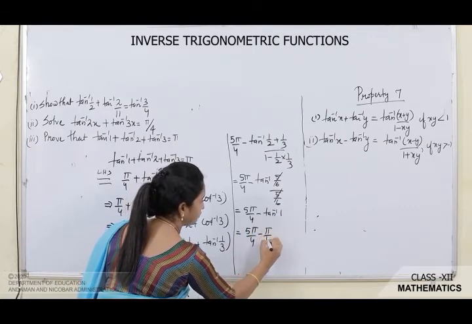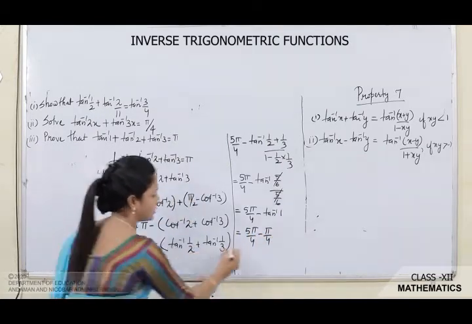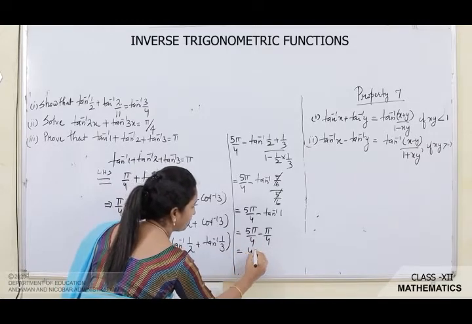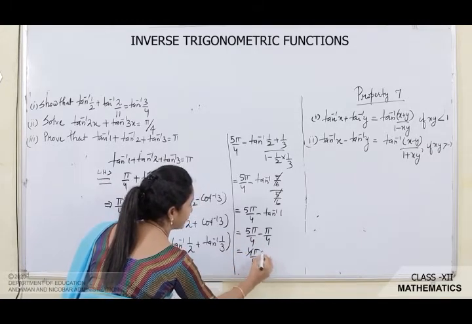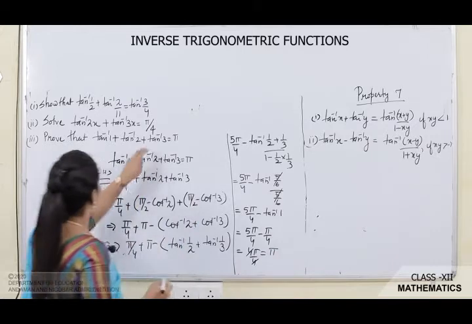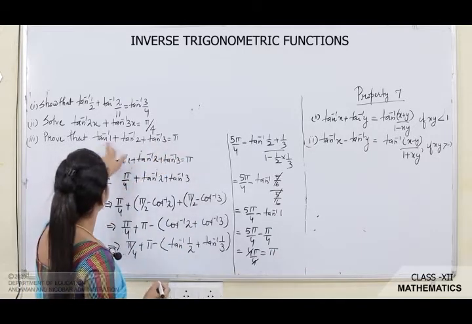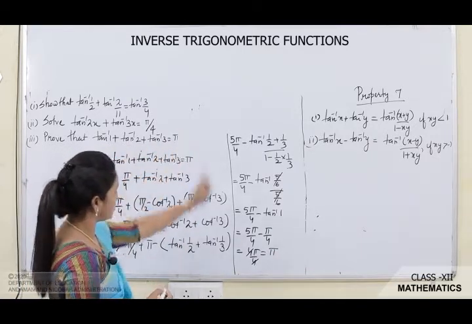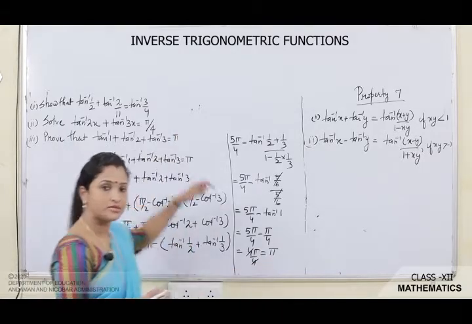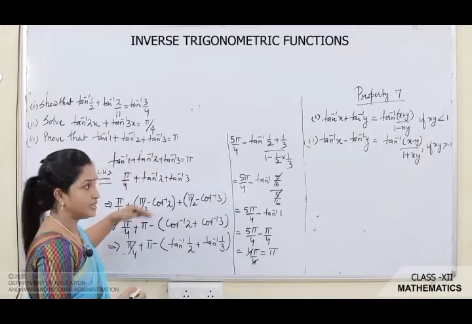Pi by 4. When you simplify, you are going to get what? 4 pi by 4, and this 2 gets cancelled out. You are going to get pi, and I think you have proved that tan inverse of 1 plus tan inverse 2 plus tan inverse 3 is equal to pi.